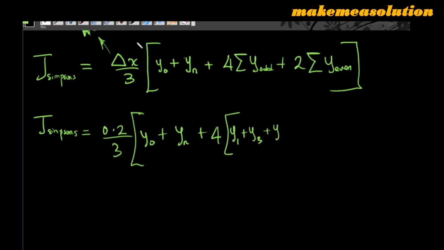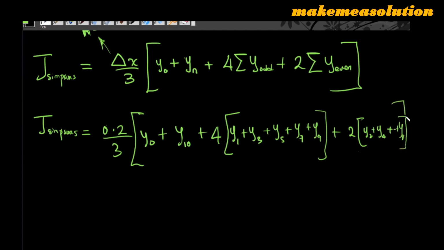Okay, let me replace this with 10 so that we can see how it is clearly. So this is 10. So y5 plus y7 plus y9. Okay, then plus 2 into y even, you have y2 plus y4 plus dot dot dot plus y8. y8 will be the last value.